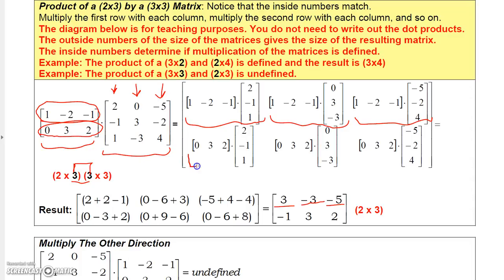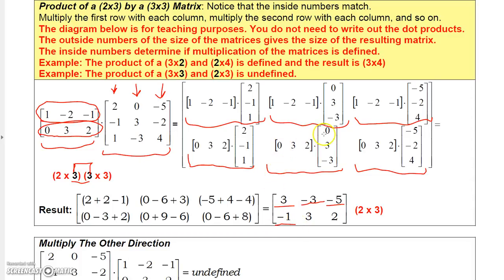So here I'm going to multiply it by the first column, here I'm multiplying it by the second column, and here I'm multiplying it by the third column. So for this product I have 0 times 2 plus 3 times negative 1 plus 2 times 1, and add that up and I get negative 1.